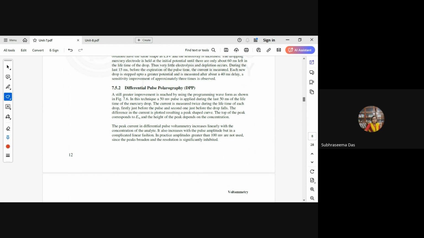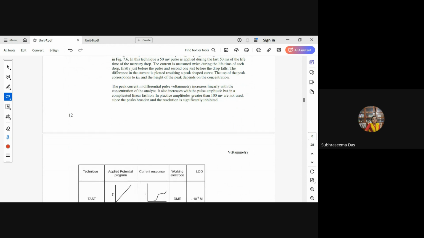The top of the peak corresponds to the E half, and the total height of the peak depends upon the concentration of the analyte that is used. The peak current in differential pulse voltammetry increases linearly with the concentration of the analyte. It also increases with the amplitude of the pulse. In actual practice, amplitudes greater than 100 mV are not used because values greater than 100 mV broaden the peak and the resolution is also decreased.